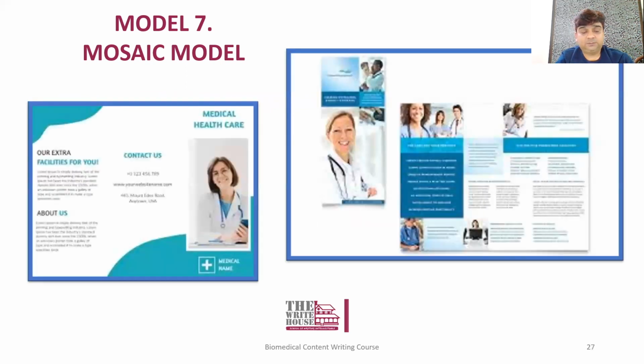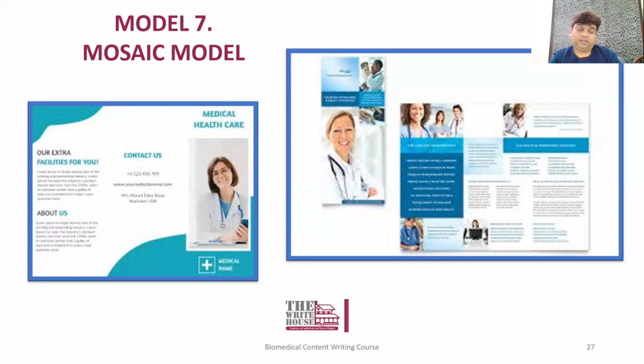You can just see that the MOSAIC model is this kind of model. I have shown here two brochures, and these are brochures created for doctors. You can see the contact us part, then you have about us, then the facilities for you, then the treatments, what our patients say, and what facilities are available. These kinds of things, which are different groups of information, are used in this MOSAIC model. And this kind of material is used for promotional purposes when writing for the biomedical sciences, the life sciences, or for medical institutions.